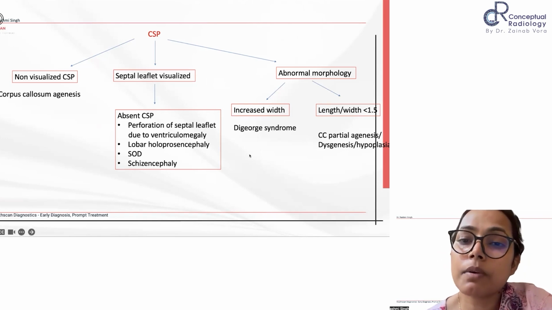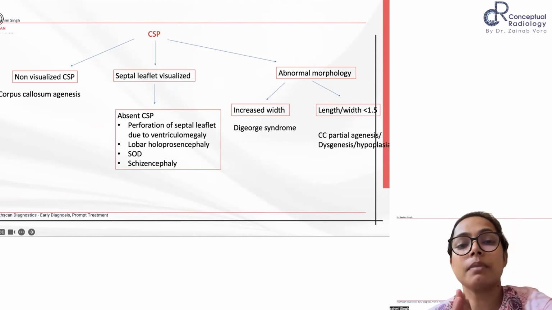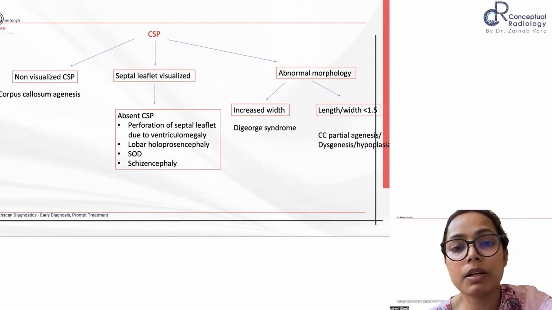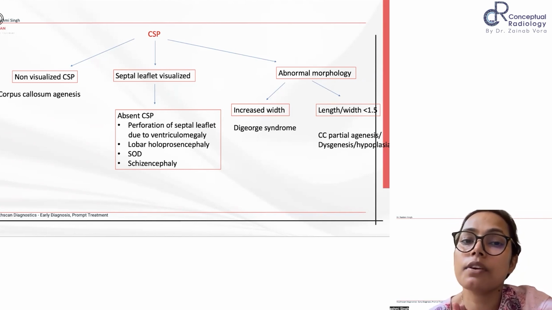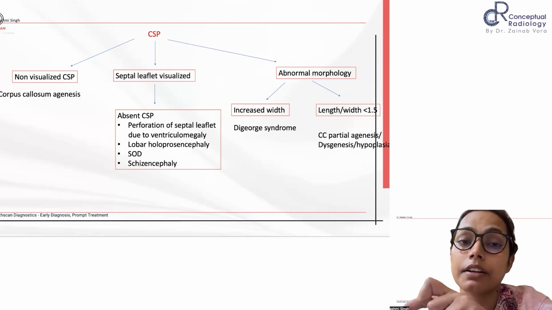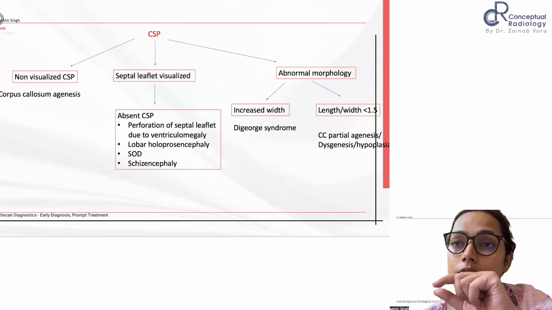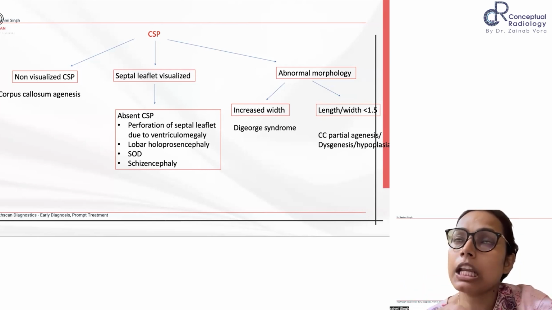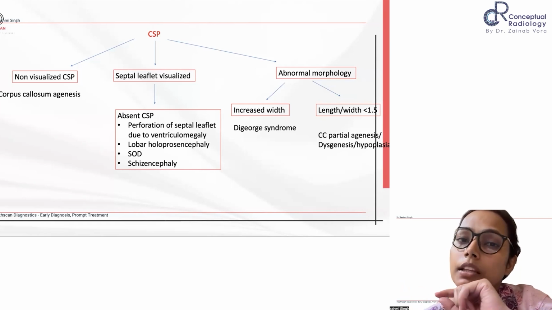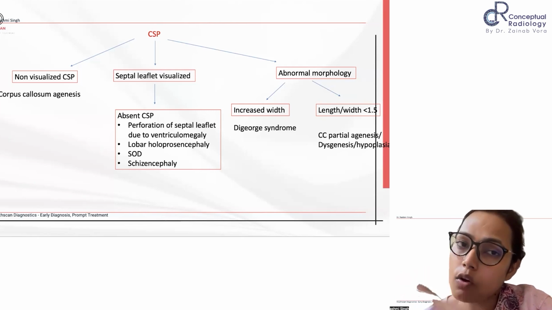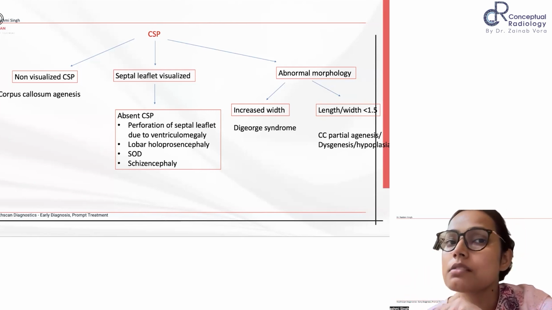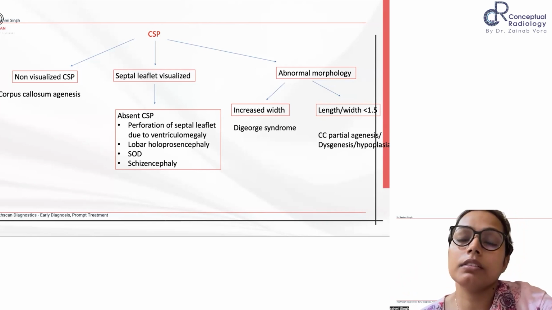So whenever you are performing an anomaly scan, just make sure that in all the planes you are able to visualize the cavum septum pellucidum. Once you have seen the septum pellucidum, you should look at its morphology. How is it appearing? The length is greater than the width. Sometimes the length is maintained but the width is reduced. In that case, if you are able to visualize the entire corpus callosum normally, then it is normal. You should not label it as an abnormality.